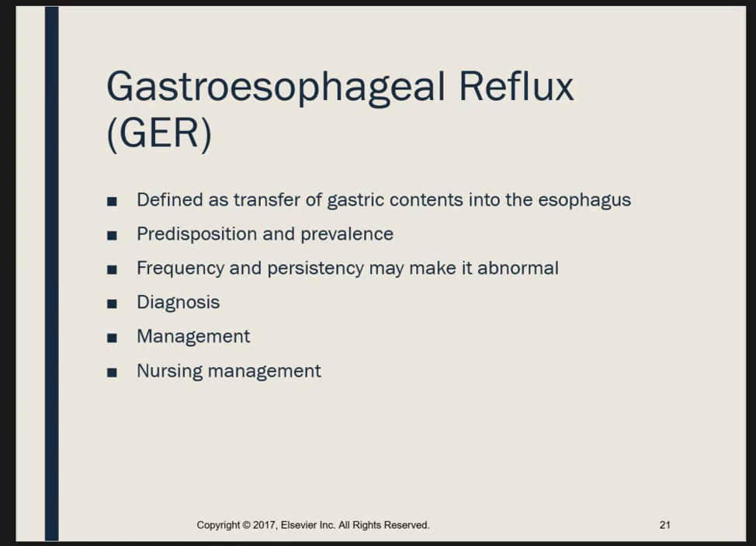Okay, so GER or GERD, as you may have heard it, it's defined as the transfer of the gastric contents into the esophagus at its most simplest definition. Those who are predisposed to having a GERD type situation: those with neurological impairments, a hiatal hernia, morbid obesity, our preterm infants, those with asthma, and those with CF.